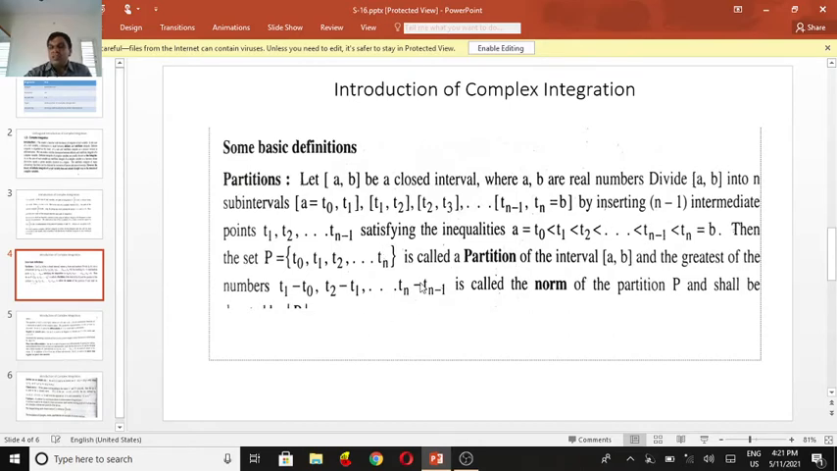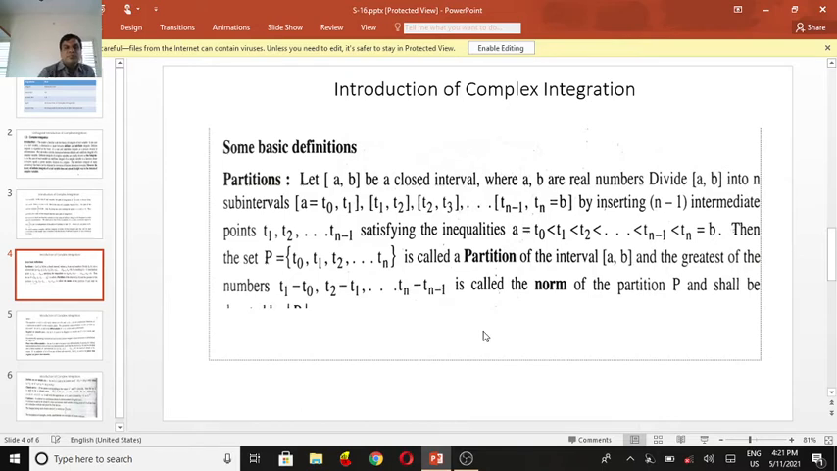And the greatest of the numbers ti minus t(i-1), any consecutive difference, that is t1 minus t0, or t2 minus t1, or t3 minus t2, or tn minus t(n-1), the greatest of these numbers is called the norm of the partition P, which is denoted by norm of P.